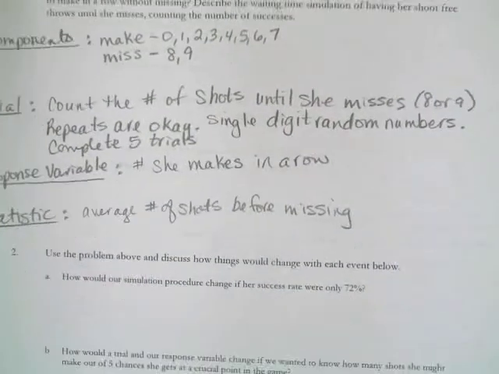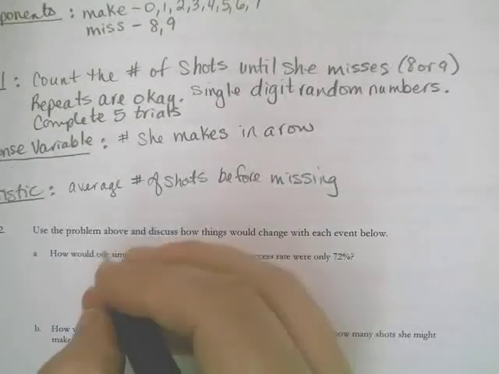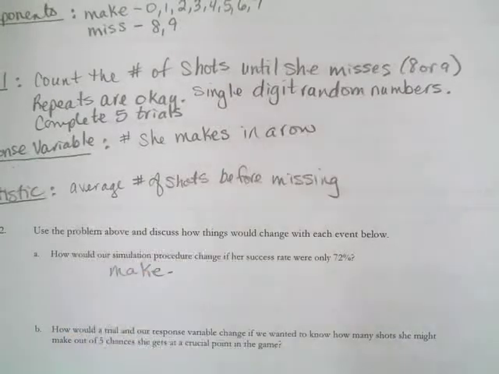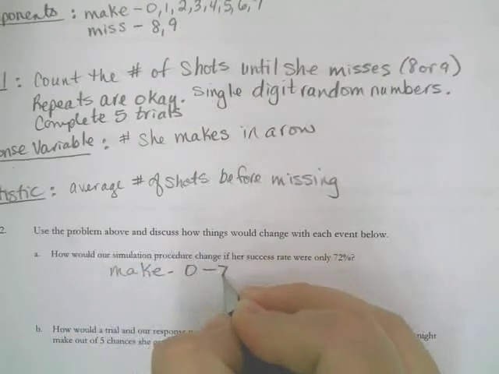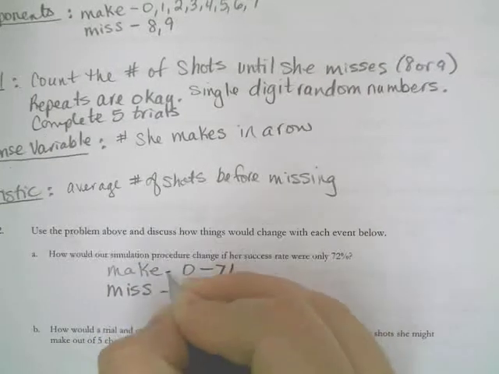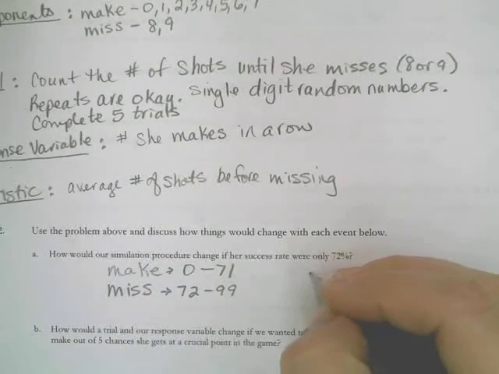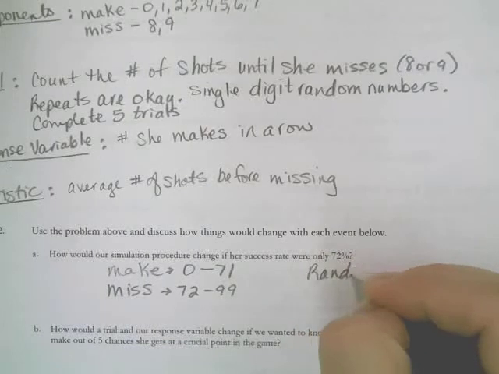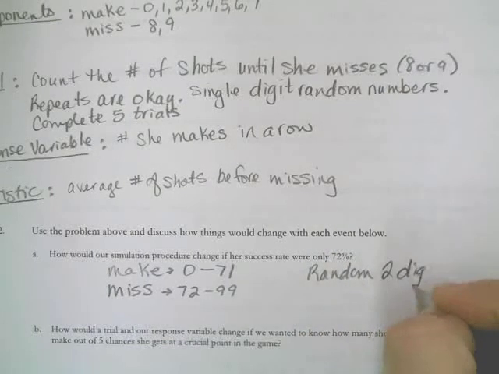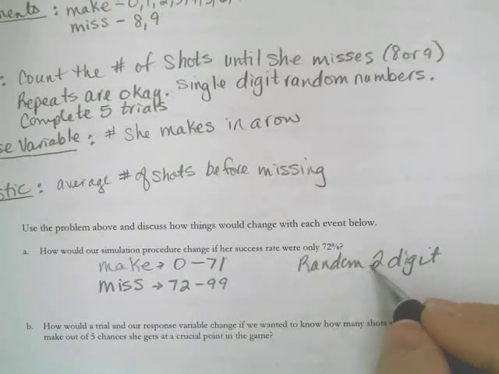So using that same information, how would our simulation change if her success rate were only 72%? So that would change the make and the miss. So now our make could be 0 to 71, and the miss will be 72 to 99. Okay? Because you can't go to 100, because 100 would make it a 3-digit number, and now we would take random 2-digit numbers. So that's what we would have to say. So we'd have to change our components, so to identify what they are, and we'd have to say that we're taking random 2-digit numbers.